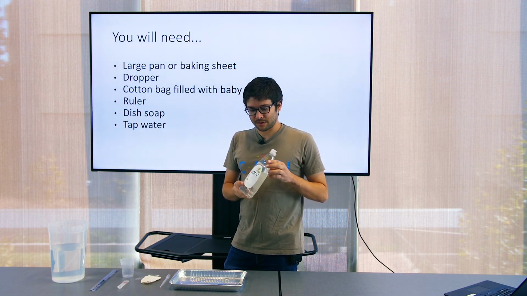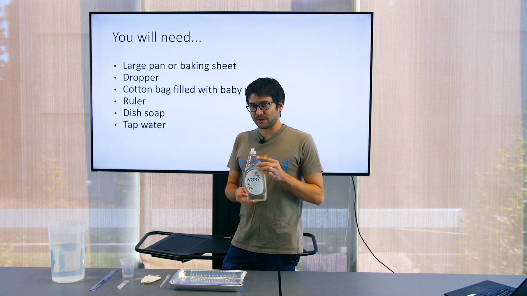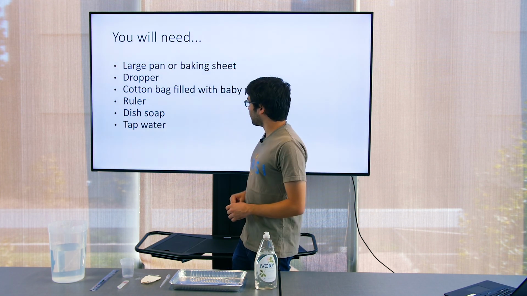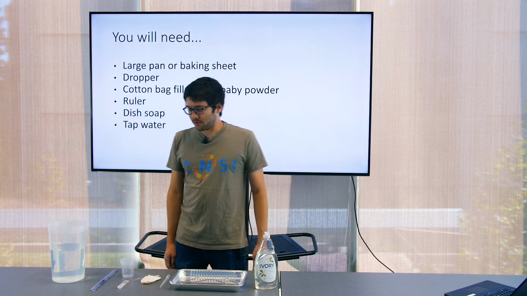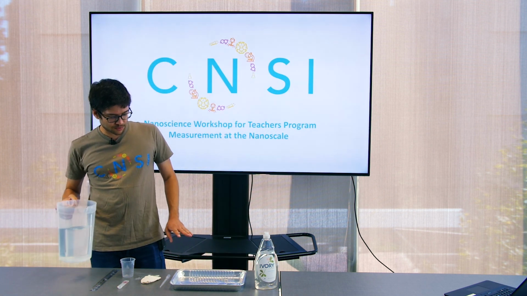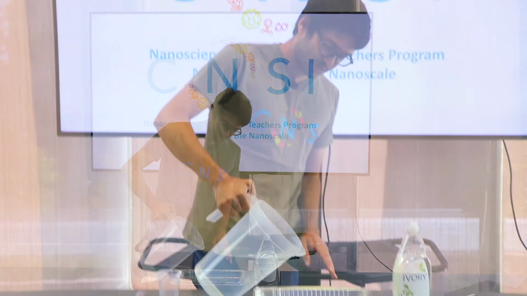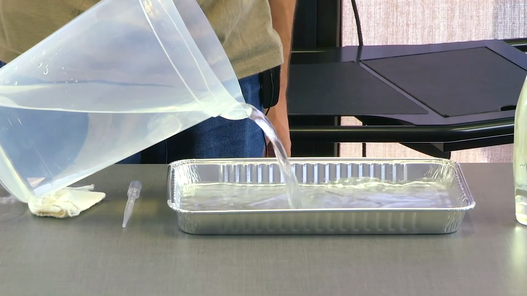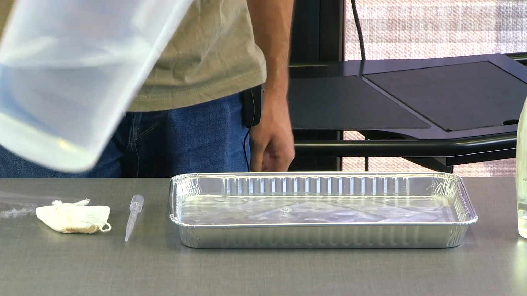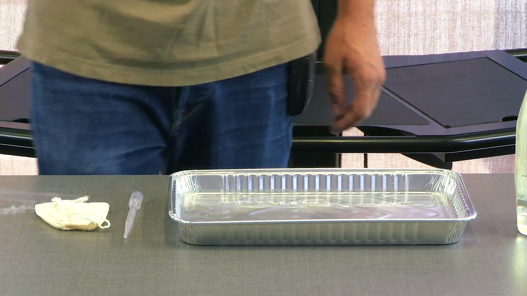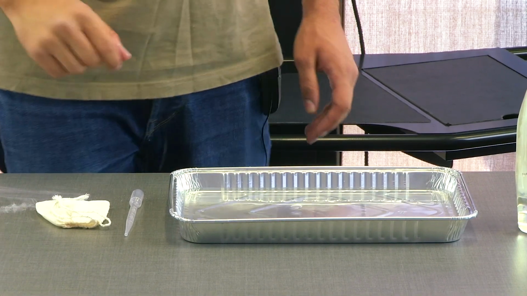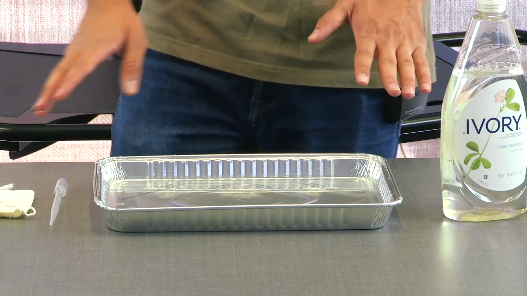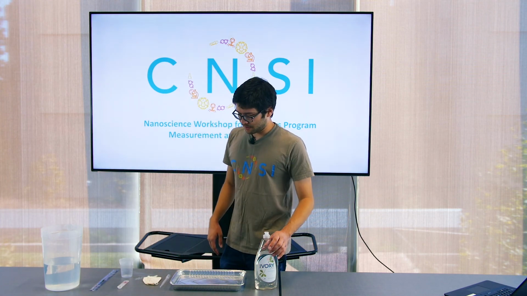You'll need some dish soap. I prefer to use dish soaps that are not ultra concentrated, so this Ivory dish soap works pretty well. And just some normal tap water. So the first thing you need to do is fill your pan up about halfway with water so that you have a decent amount of water in there. Then you're going to want to let that settle for a minute so that it's not too turbulent, because that can affect your monolayer.